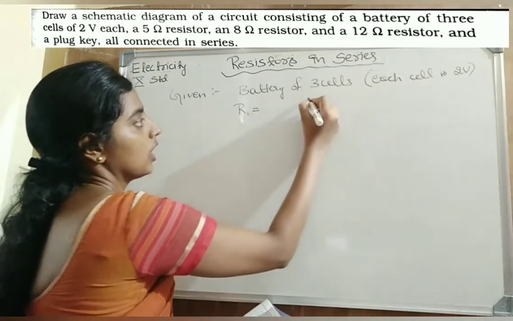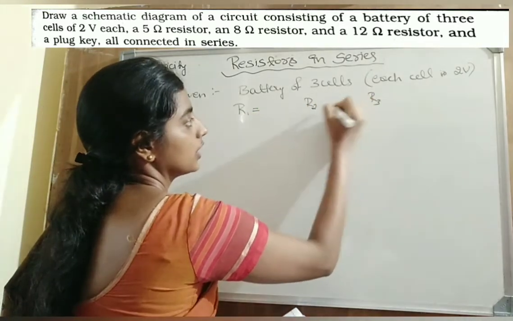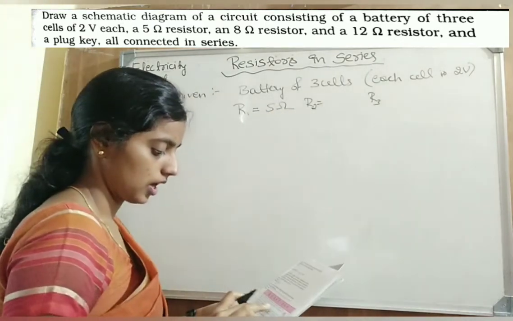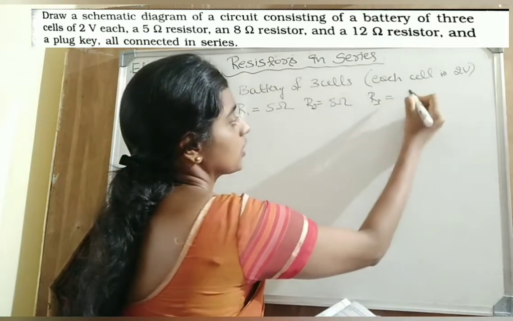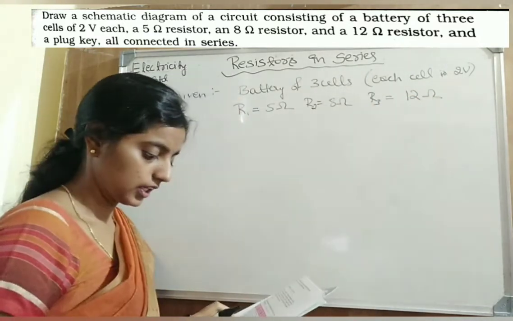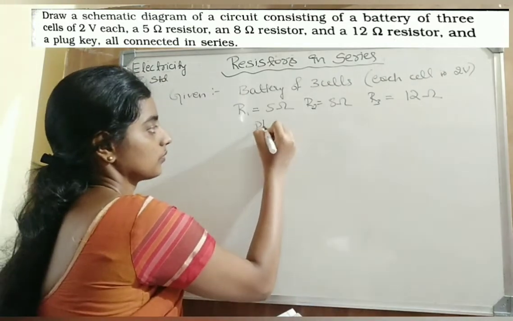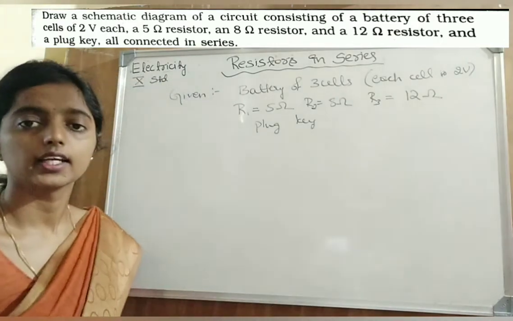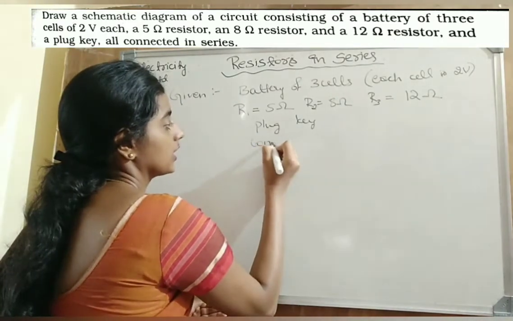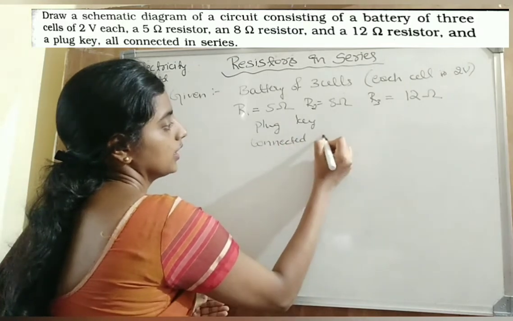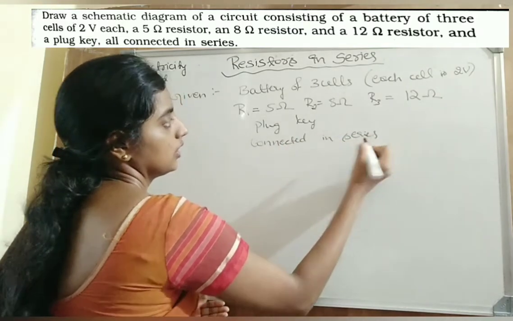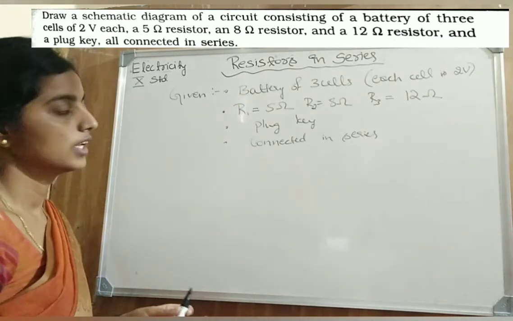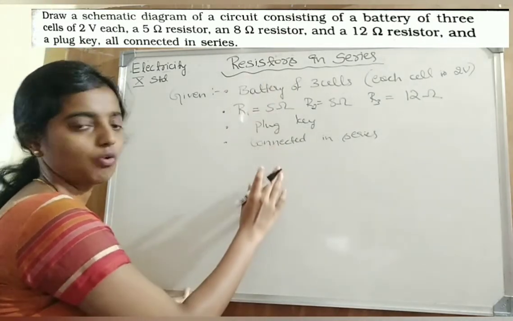And the second one they are given is 3 resistors. Let it be R1, R2 and R3. R1 is 5 ohm resistor, and 8 ohm resistor, and the next one is 12 ohm resistor. What is given next? And a plug key, and one more thing is all are connected in series. These are the 4 points which are given in the diagram. Now let us solve the circuit using these 4 terms.